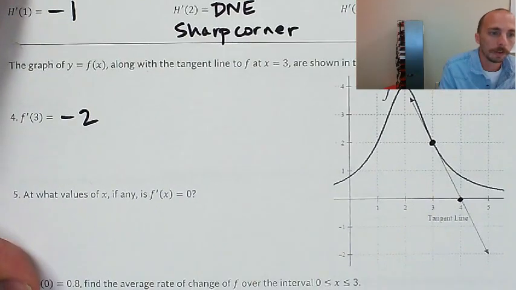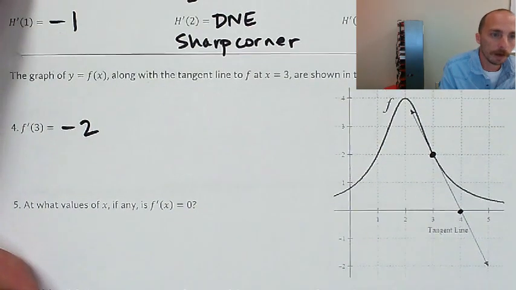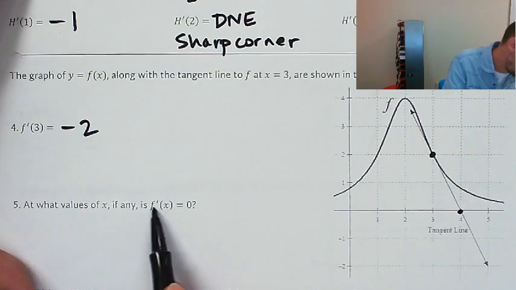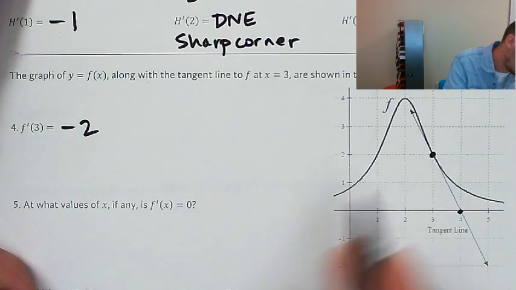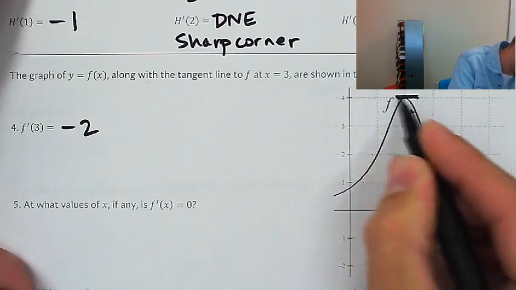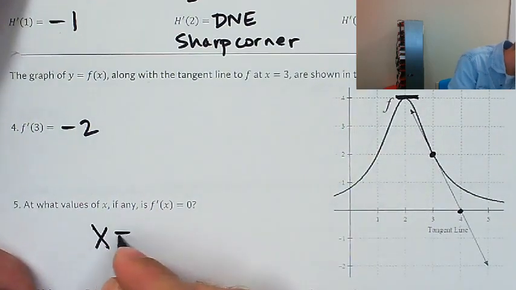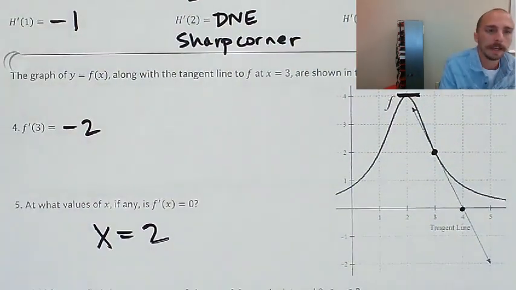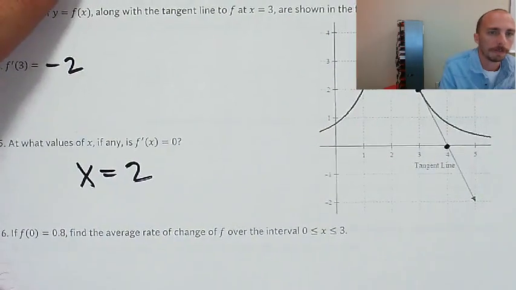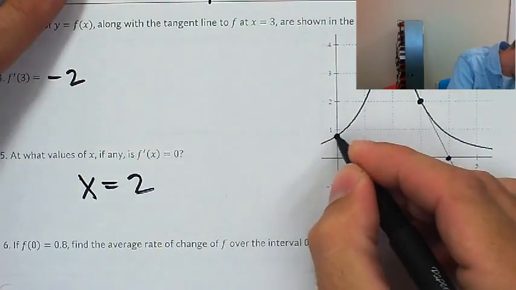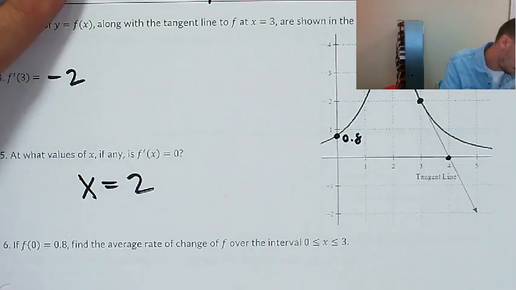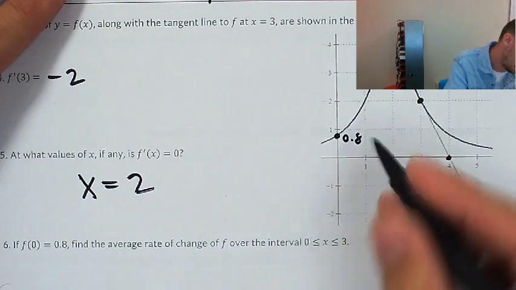At what values of x, if any, is f prime of x equal to 0? Where is the slope of the tangent line equal to 0? Let's say it's right here. Okay, and that looks like x equals 2. And then the next question is, if f of 0 is equal to 0.8, what's the average rate of change of f on the interval 0 to 3?